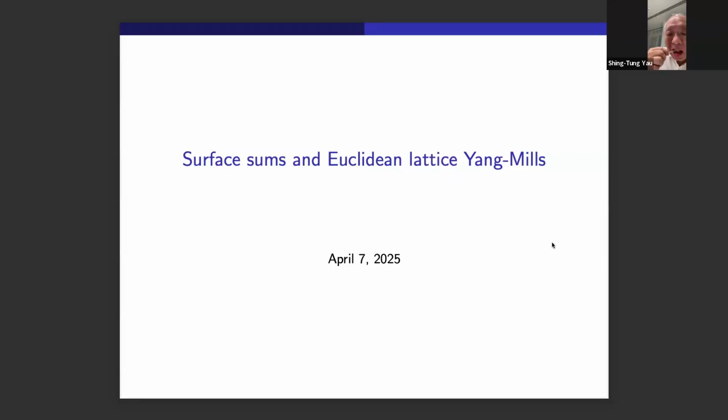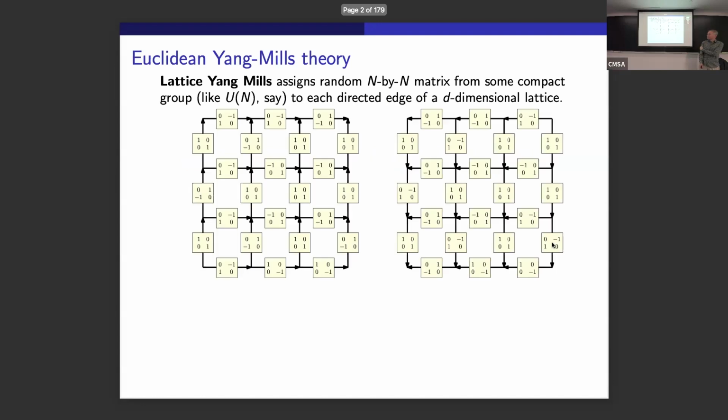I'm talking about surface sums and Euclidean lattice Yang-Mills. So Euclidean lattice Yang-Mills is a pretty simple thing to describe. You just imagine you have a grid of some kind, and what we're going to do is assign a matrix to every directed edge of the grid. And the matrix you assign for one directed edge has to be the inverse of the matrix you assign to the inverse of that directed edge. So that's the one constraint you have. Other than that, you have a matrix-valued degree of freedom for every edge.